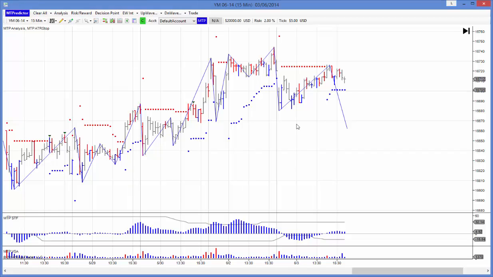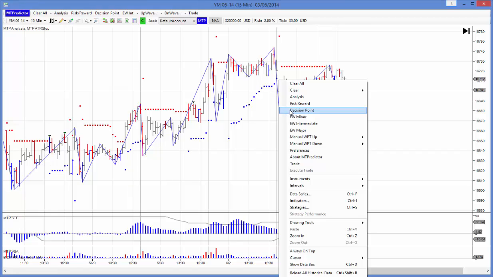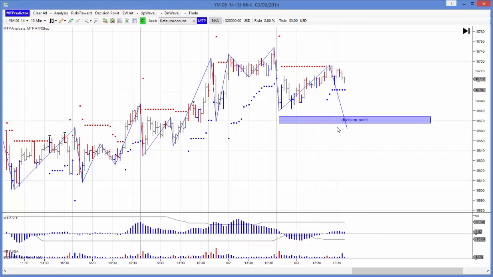so even before yesterday unfolded, what we would have done, and this is what we teach in our training webinars, is we use our connected pivots, which you can see on our chart here. We go back to the last swing pivot, which was the low of the day before. Right mouse click, place our decision point on. Now I want to stress that this is actually on the chart in advance. This is a leading indicator.